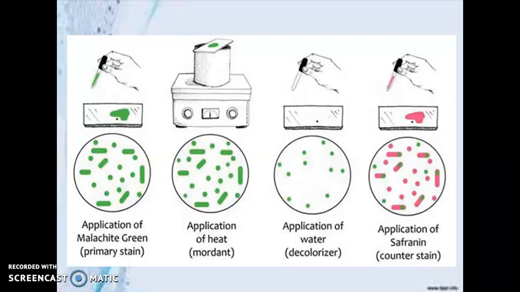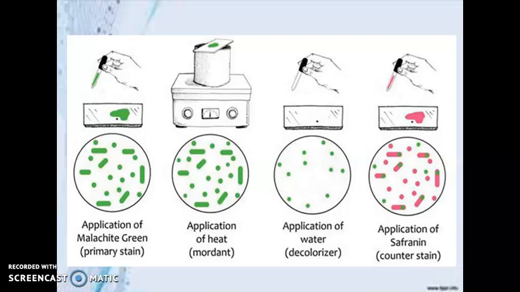Application, this is the simplified method. First, application of malachite green, which is called the primary stain. Then we apply heat, which acts as a mordant for fixing. Then we apply water, which acts as a decolorizer. Then we apply safranin as a counterstain, and what happens? The green color shows the endospores, and the pink color shows the vegetative cells.